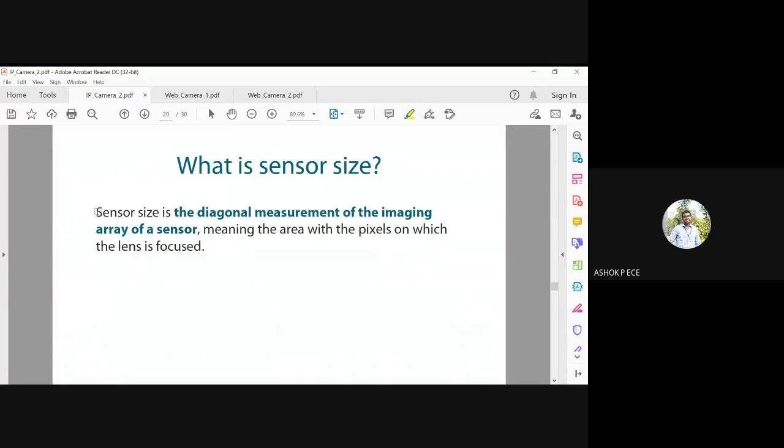Sensor size. The sensor size is the diagonal measurement of the imaging area of the sensor. Sensors capture the amount of light falling on them, and accordingly assign the pixel value, right? So sensor size will determine how effectively it is going to capture the intensity of light. It is the area of the sensor which is going to capture the light.